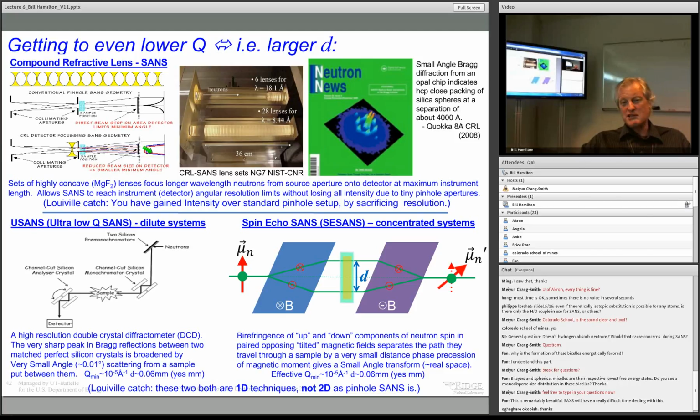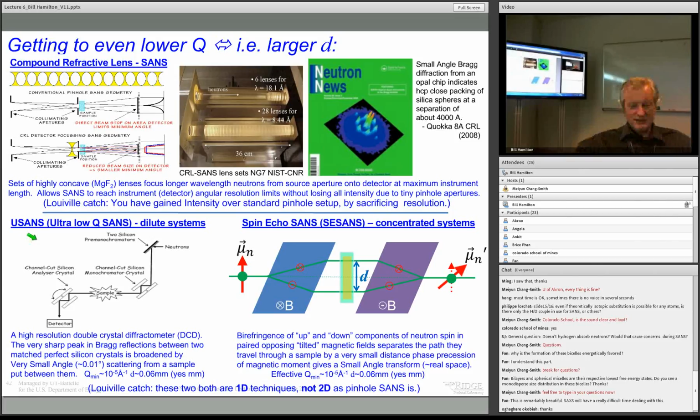And this turns out to be some data we took on Quokka when we started up a similar pinhole system at 20 meters. What we're looking at here is the packing between silica spheres in an opal chip. We're actually looking at the crystallography of these spheres. They're hexagonally close packed and about 4,000 angstroms across.